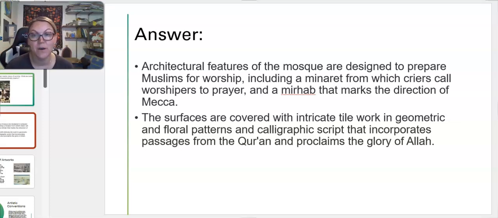Architectural features of mosques are designed to prepare Muslims for worship, including a minaret from which criers call worshippers to prayer, or a mihrab which marks the direction of Mecca. The surfaces are covered with intricate tile work, geometric and floral patterns, and calligraphic script that incorporates passages from the Quran and proclaims the glory of Allah.